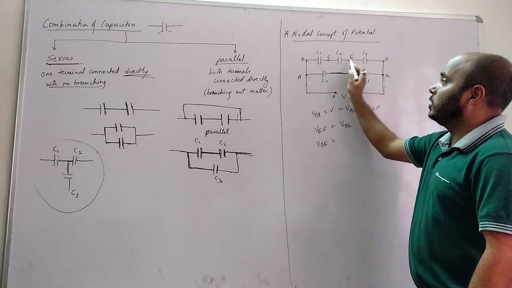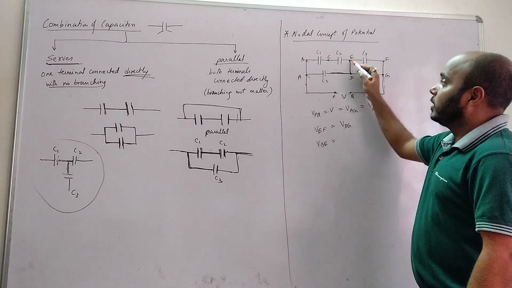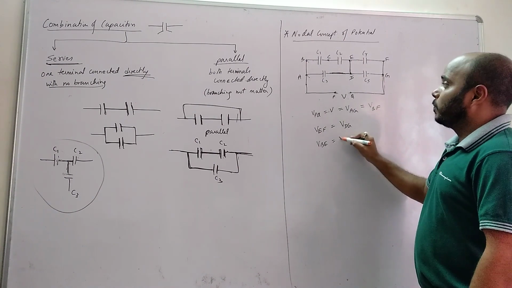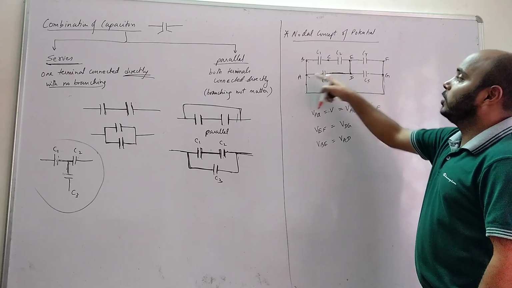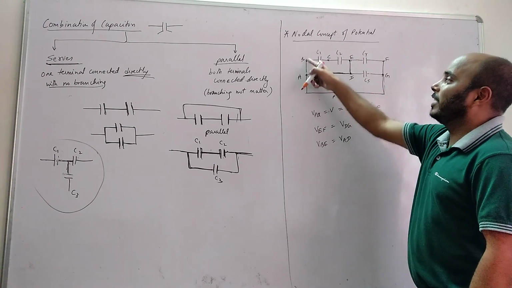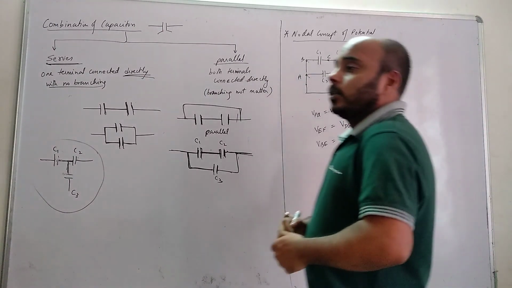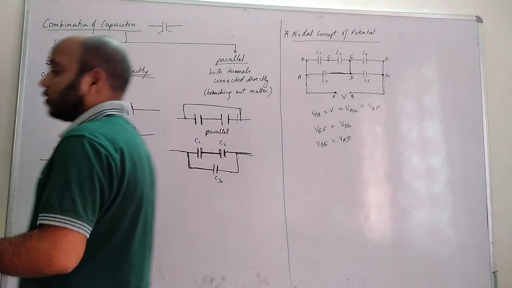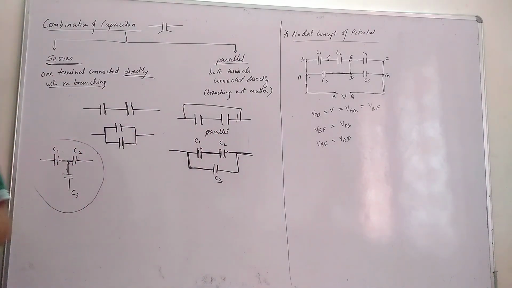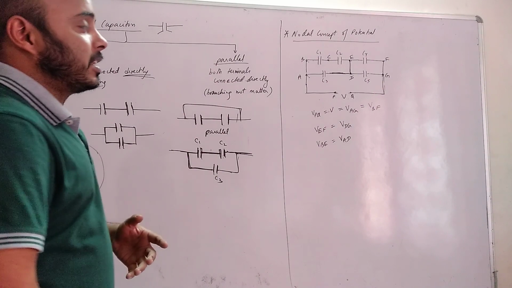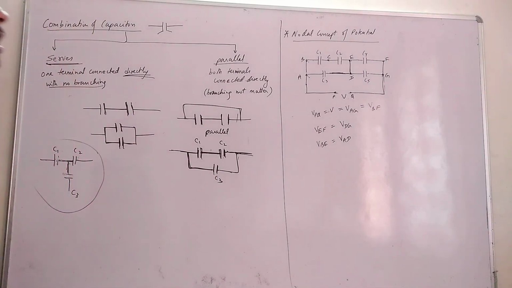Now similarly, see the potential across BE. B is connected with A, E is connected with D. That is the potential across AD. They are equal because of the nodal concept, they are directly connected. Is that okay, class? You understand the nodal concept? The next topic is how to find the equivalent capacitance expression, and we will understand what is the meaning of equivalent capacitors.